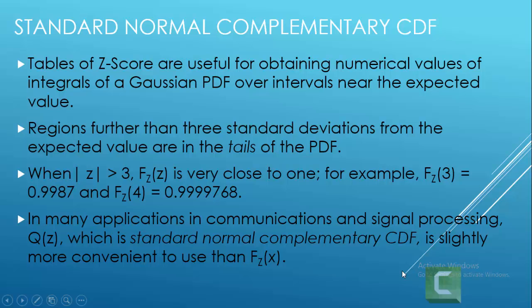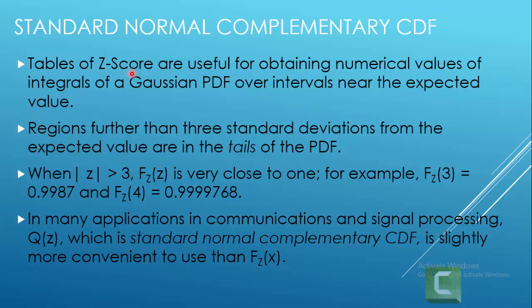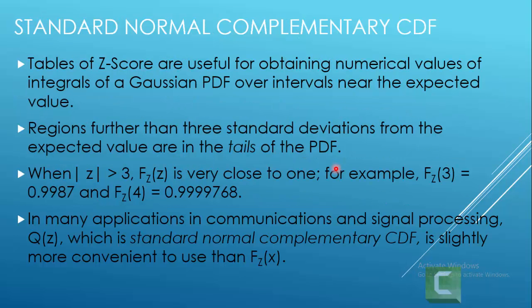Now we will talk about the standard normal complementary CDF. Tables of z-score are useful for obtaining numerical values of integrals of a Gaussian PDF over intervals near the expected value. What it means is that if our values are within the limit of this first deviation, second deviation, and third deviation, then we can use this z-score easily. We can find the probability easily in that case.